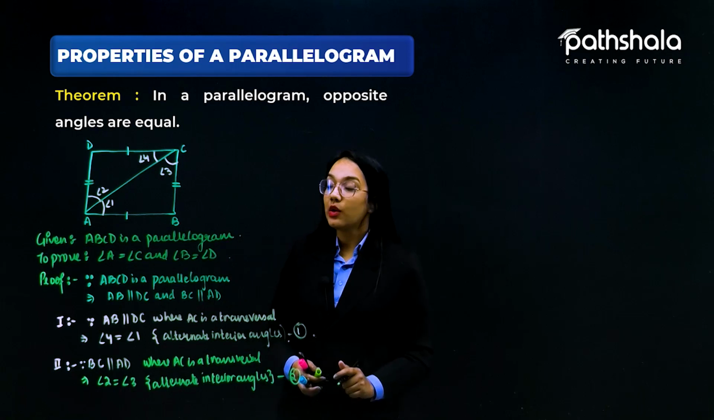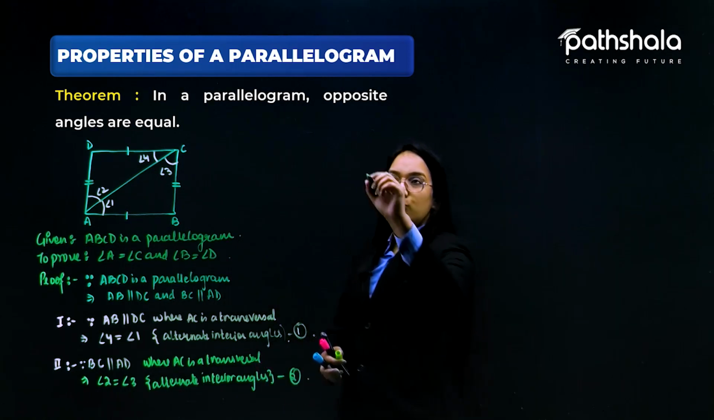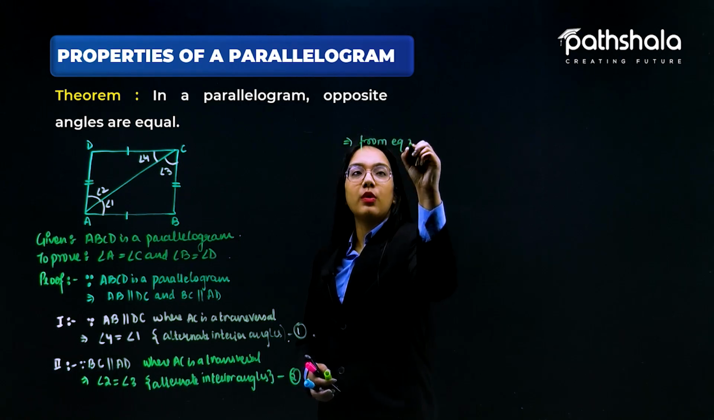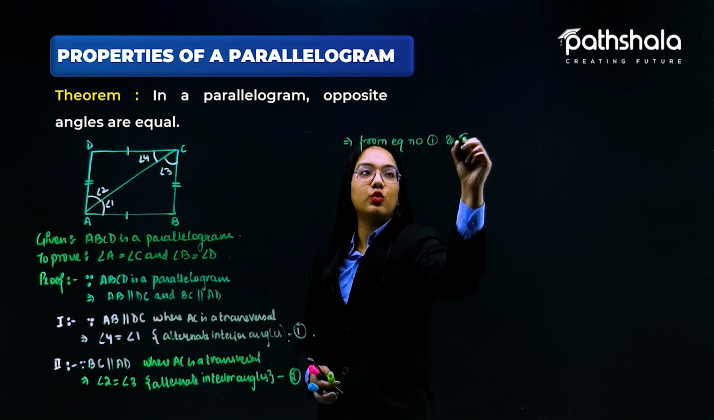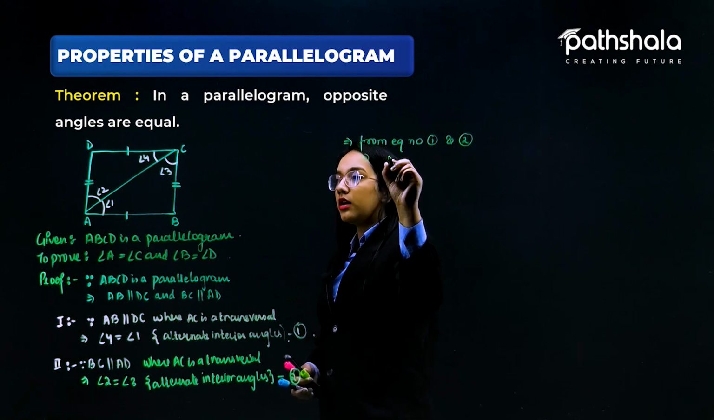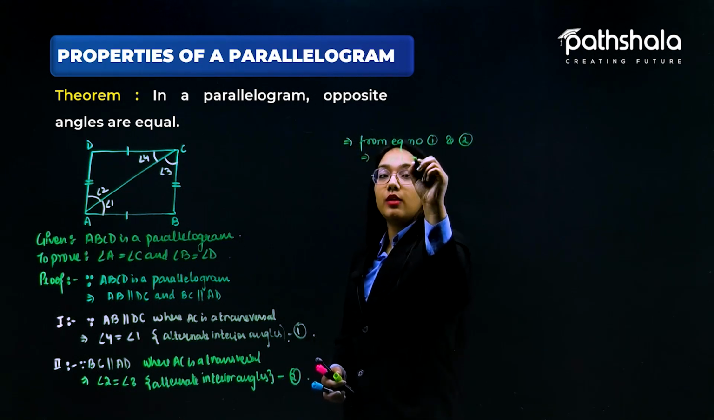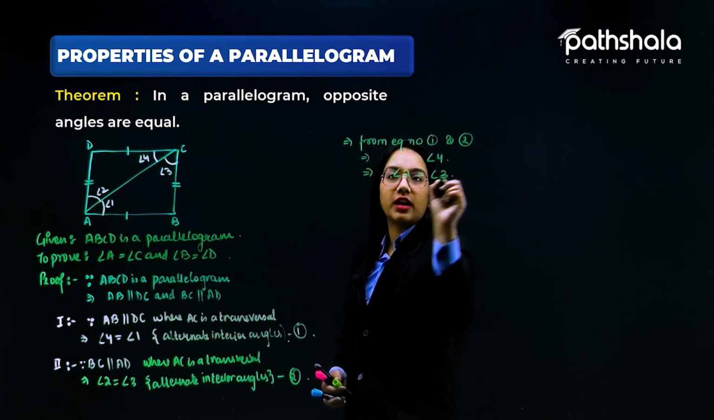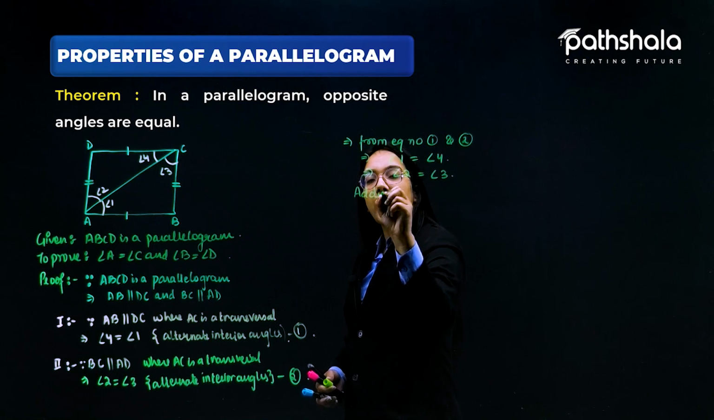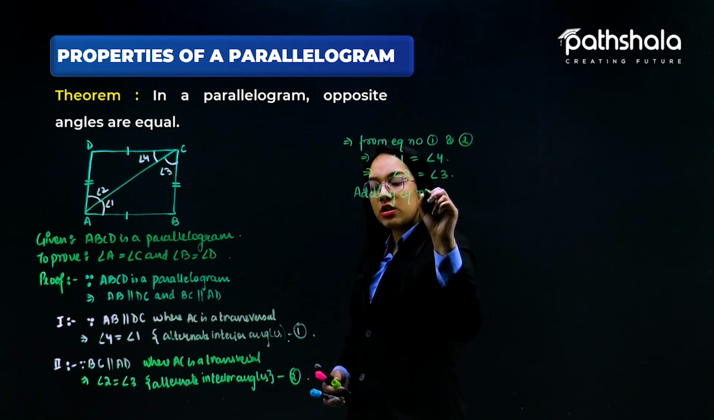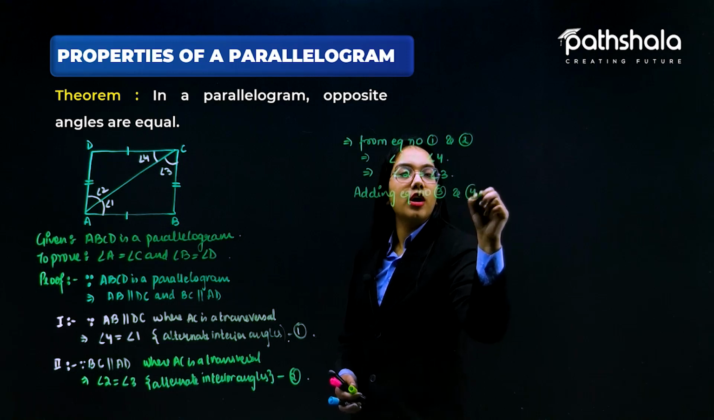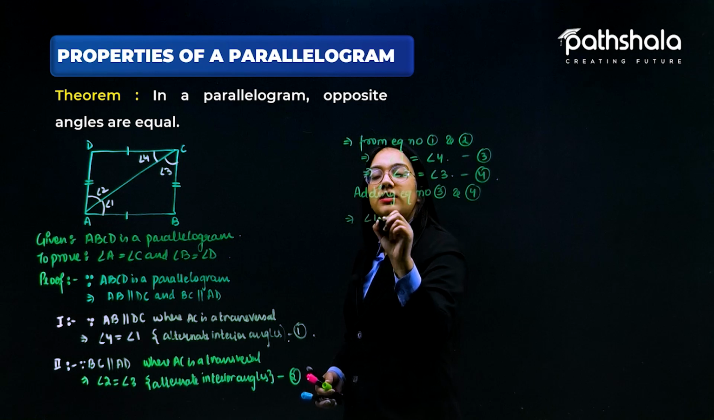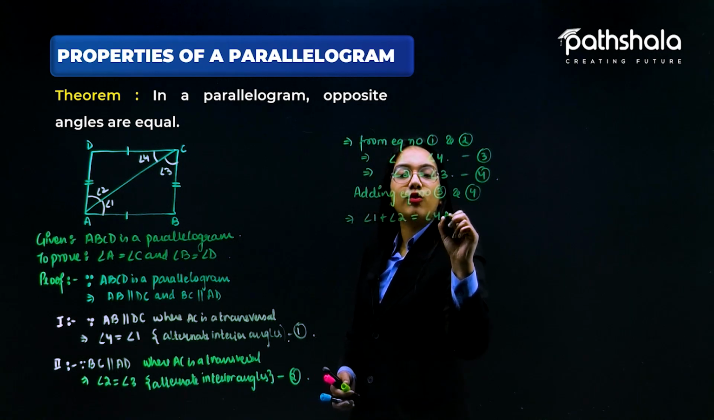Now, you can see over here we have two equations. From equations 1 and 2, we are getting angle 1 is equal to angle 4, and angle 2 is equal to angle 3. Let me call these equations 3 and 4. Adding these two equations, we get angle 1 plus angle 2 equal to angle 4 plus angle 3.